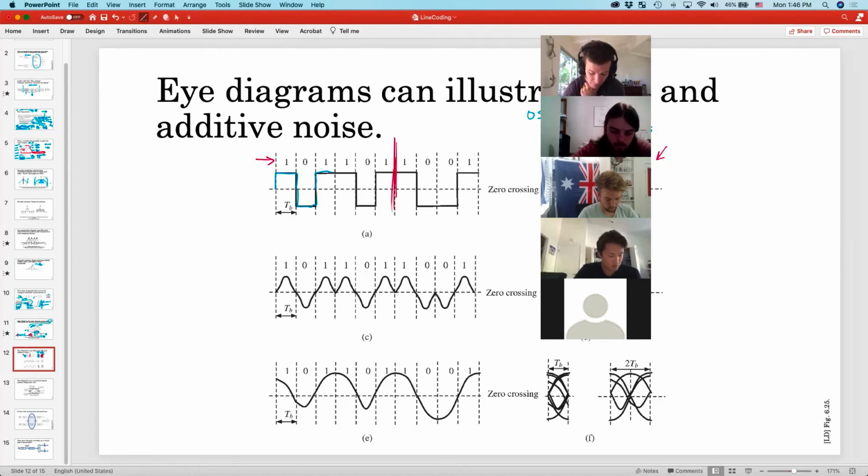So if I change my line code from being pure rectangles to being shaped pulses, down here in the second line of the figure, let's start again from maybe midstream. We can illustrate that. So this is the 1 bit followed by a 0 bit, followed by a wraparound, followed by a 0 bit, followed by a 1 bit. So this was 1, 0, and then 0, and then 1.